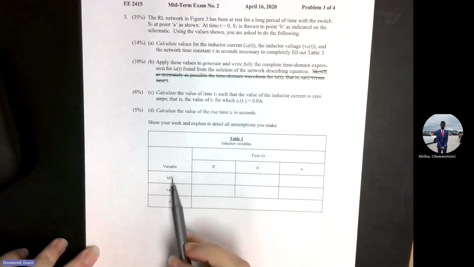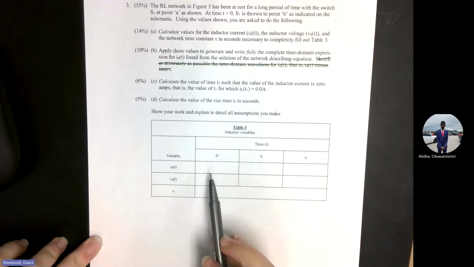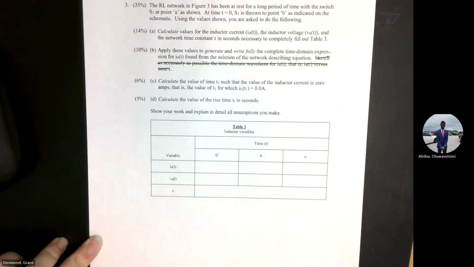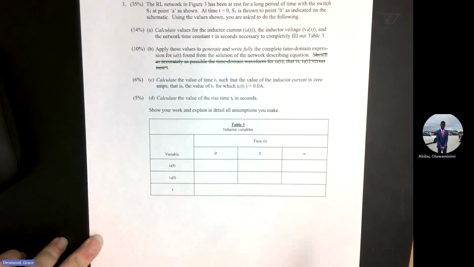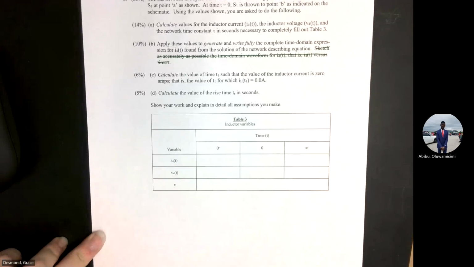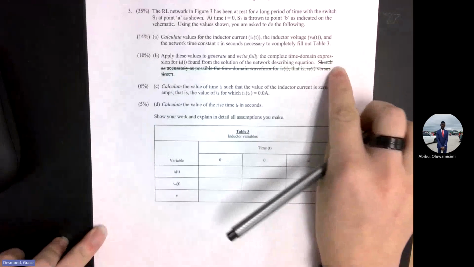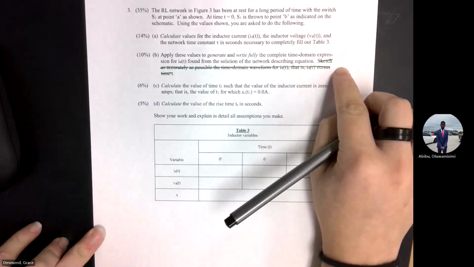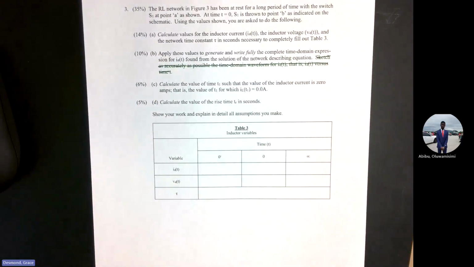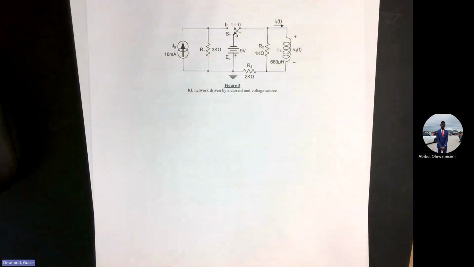So this is asking for the current at 0 minus, 0 plus, and infinity, along with the voltage at 0 minus, 0 plus, and infinity. And this is an inductor problem. And then it also asks for the tau. So what is the time domain expression? Inductor, sorry. This is what the circuit looks like. It's just on another page.